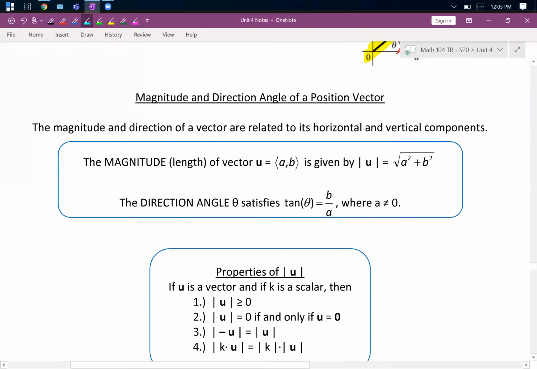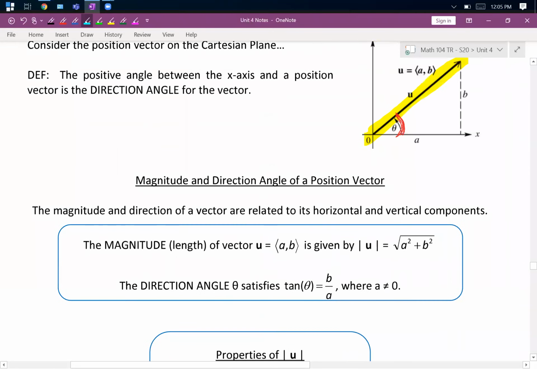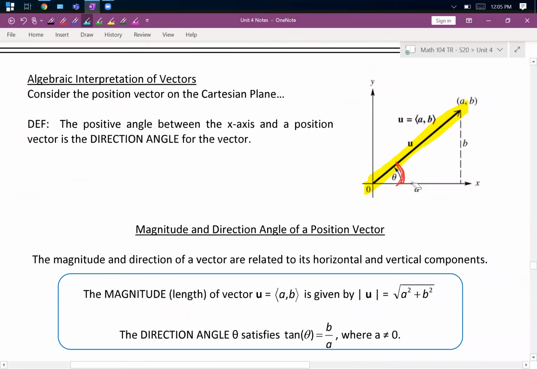Let's talk about how we find the magnitude and direction angle of a position vector. Well, the magnitude is just the length of that. So look at this. We've created ourselves a right triangle. If I want to find the length of vector u, which is essentially the hypotenuse of this right triangle, I'm just going to do the Pythagorean theorem. a squared plus b squared equals u squared. So if I want to solve for u, we get that the magnitude of u is equal to the square root of a squared plus b squared, and that's our formula for the magnitude of a vector. It's just an application of the Pythagorean theorem.